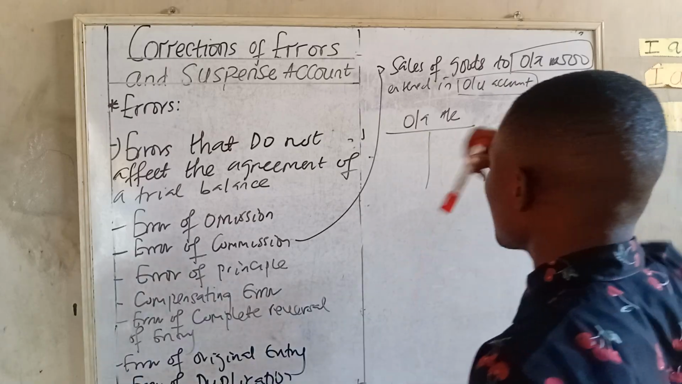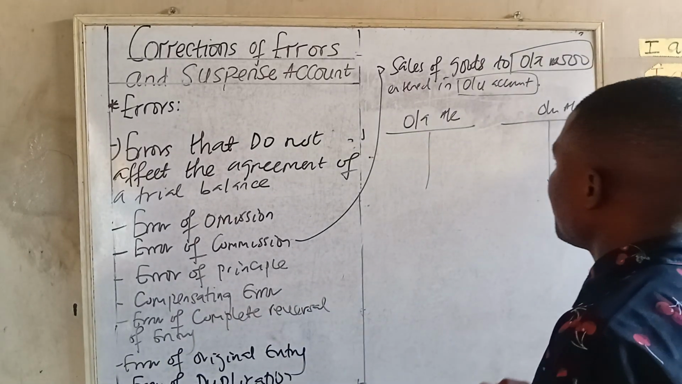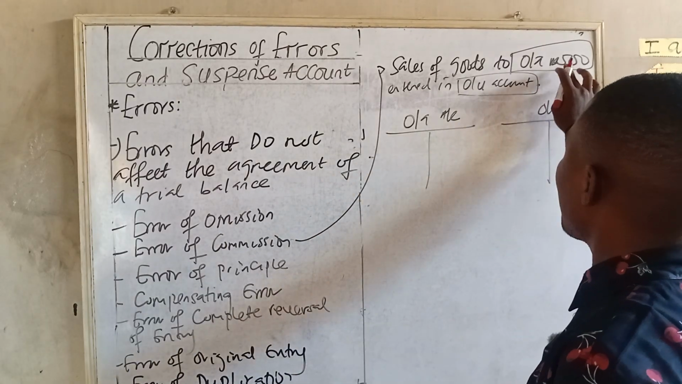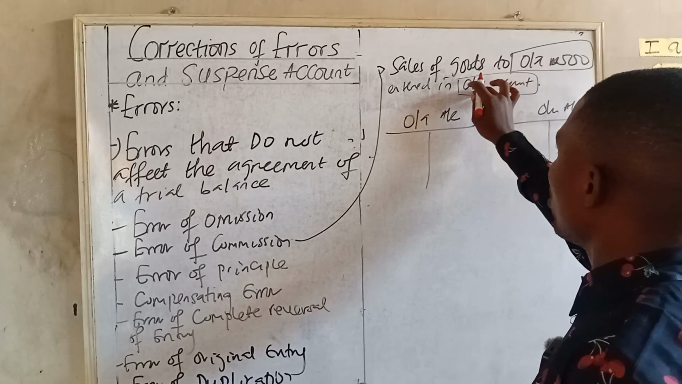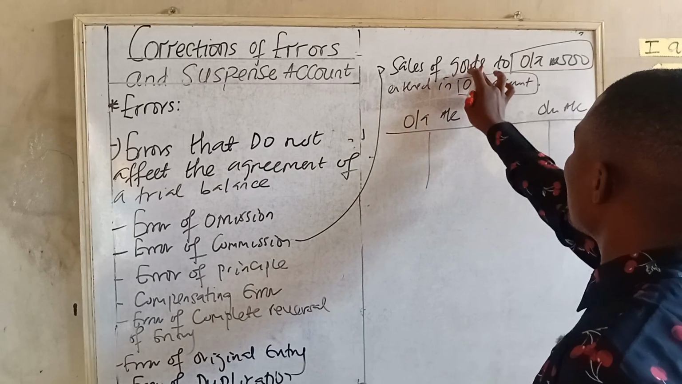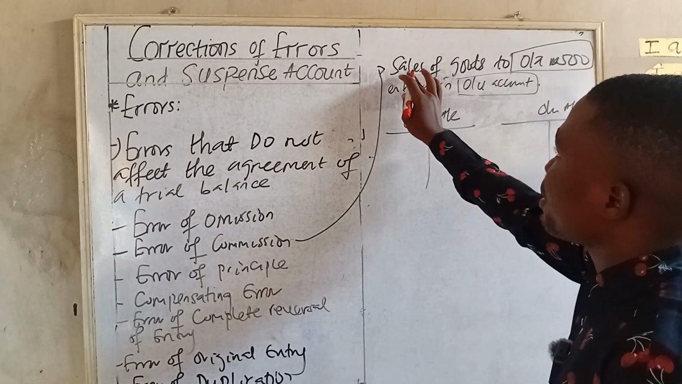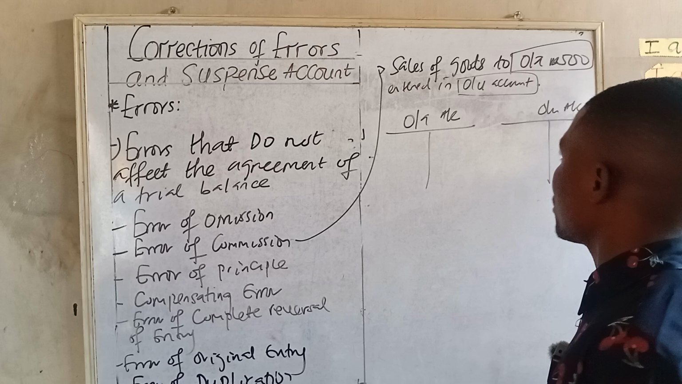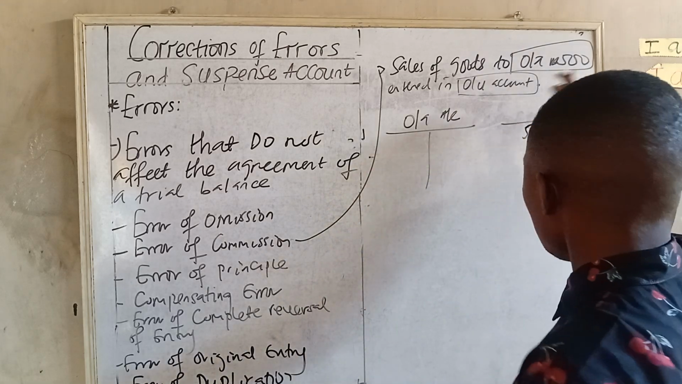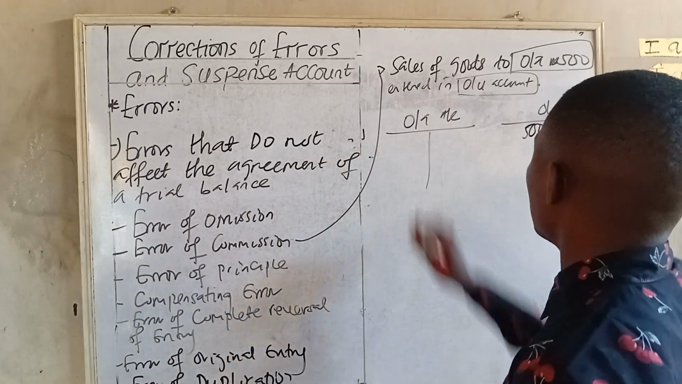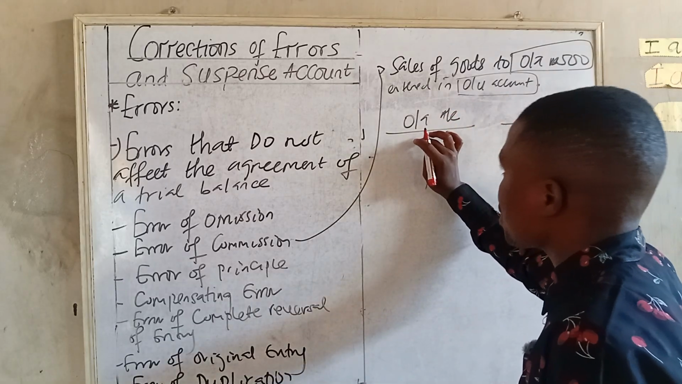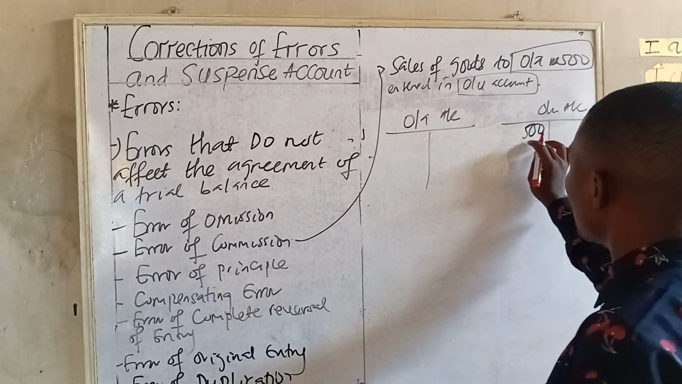Now we open the accounts here. We mistakenly recorded this 500 naira in Olu's account. For sales of goods, if we sell something, the goods are going out, so we credit sales, then we debit the other account. So it means we debited Olu with 500 instead of debiting Ola with 500. Now we are going to remove this money here and bring it to Ola's account.